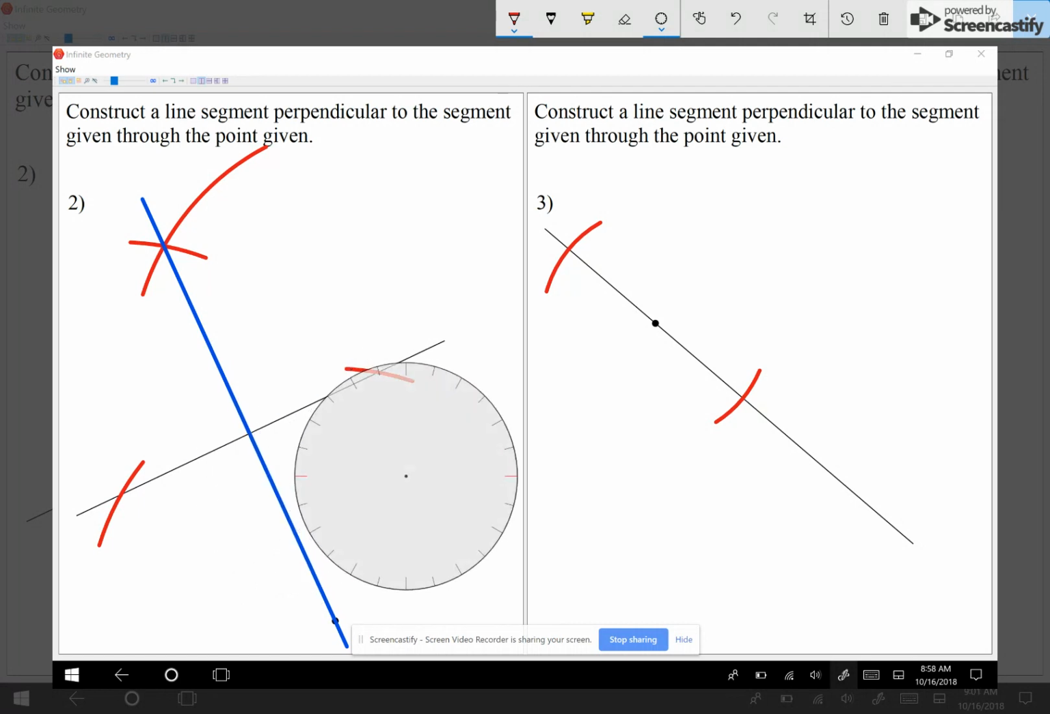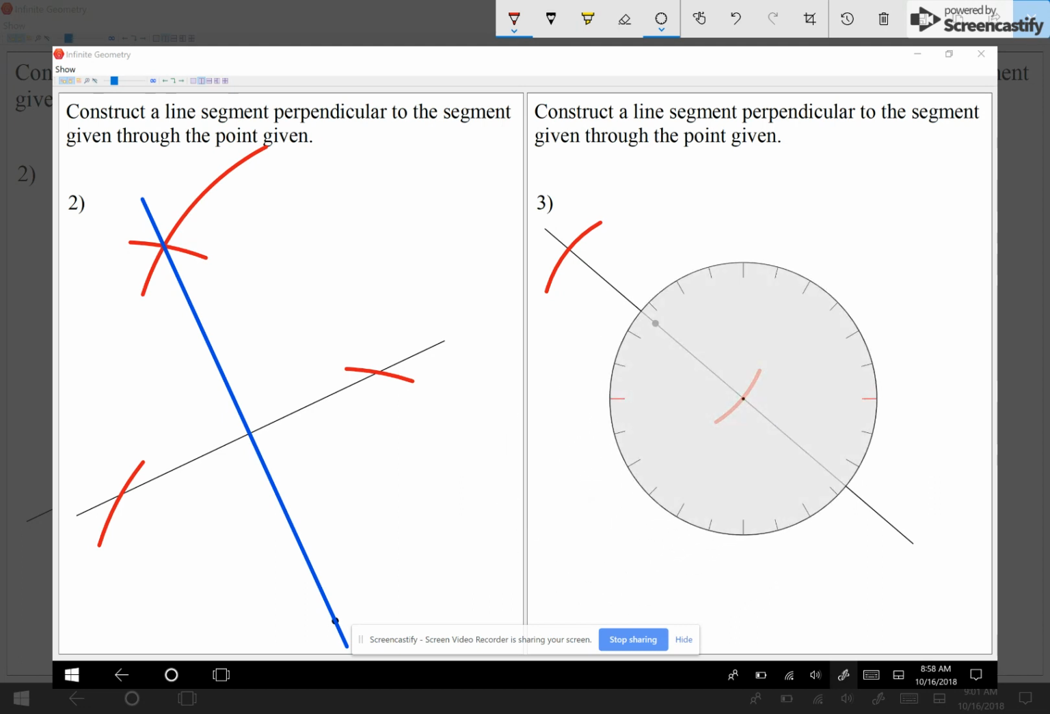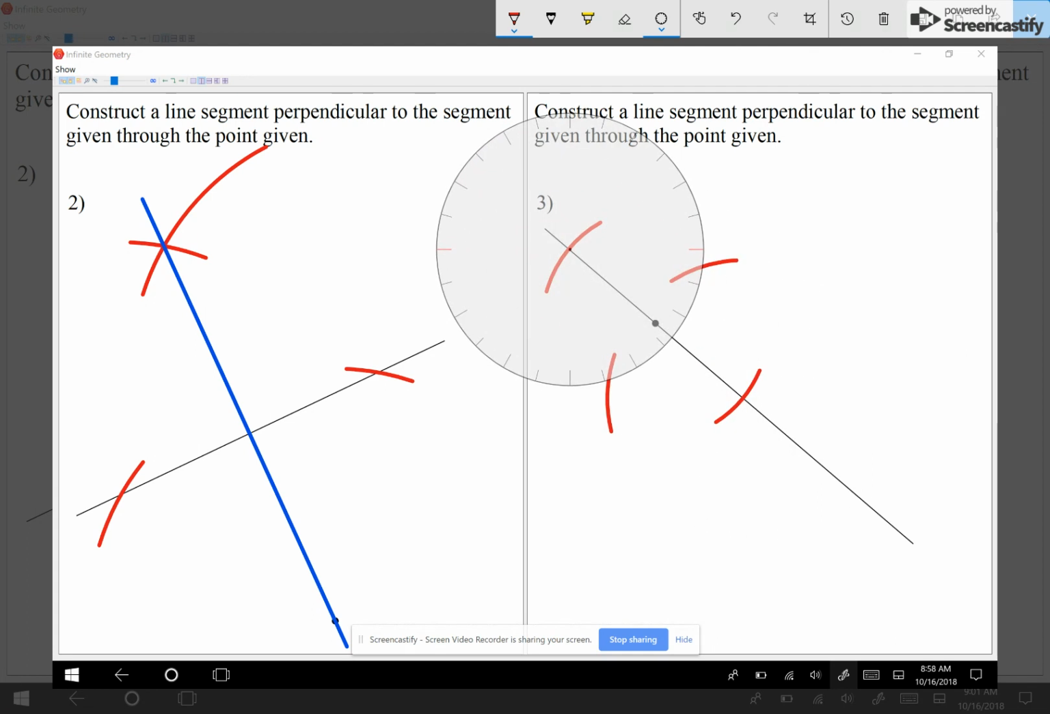Now, for the next step, in this case, make sure you open the compass a little bit more. Do not keep the same aperture of the compass. Open it a little bit more. Now I'm going to center it on one of my initial marks. I can make an arc there, and an arc here. Now I do it on the other mark. I center my compass there, I do an arc here, and I do an arc here.